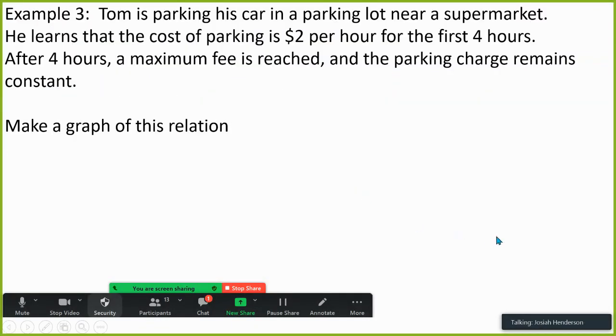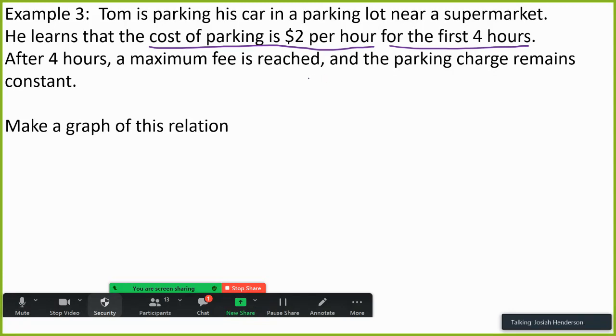Okay. Let's look at number 3. So we have another scenario. If you want to take a picture of this instead of writing it all down, that's okay. But then I want you to try making a graph with me. So here's our scenario. Tom is parking his car in a parking lot near the supermarket. He learns that the cost of parking is $2 per hour for the first 4 hours. After 4 hours, a maximum fee is reached and the parking charge remains constant.